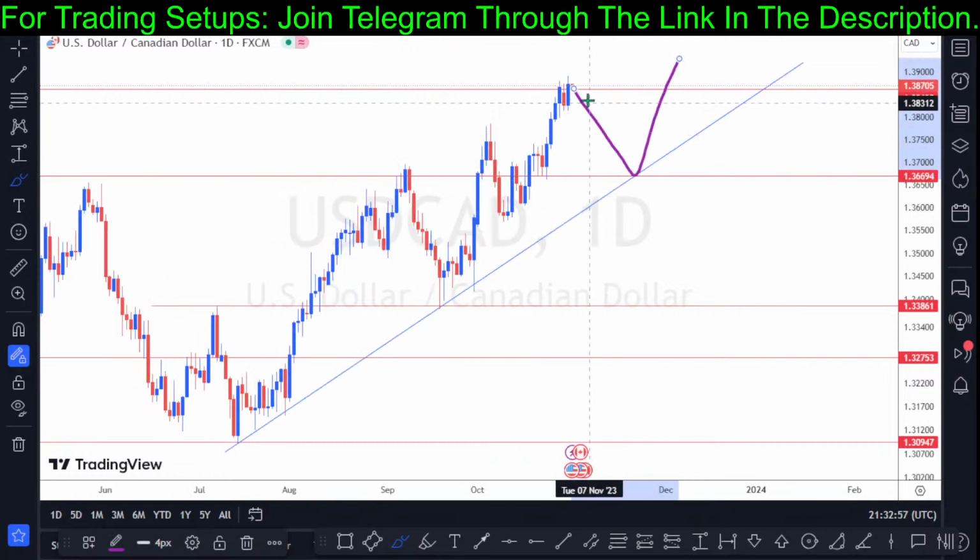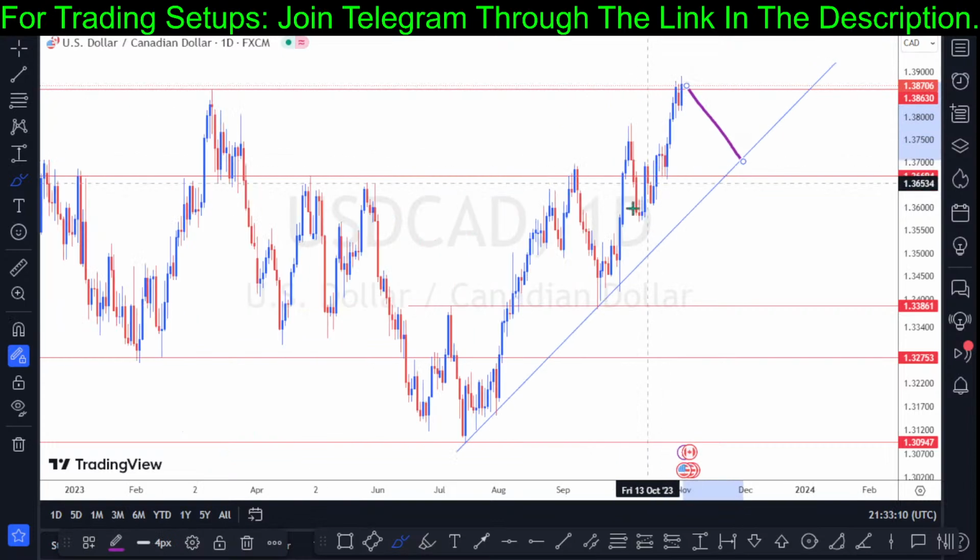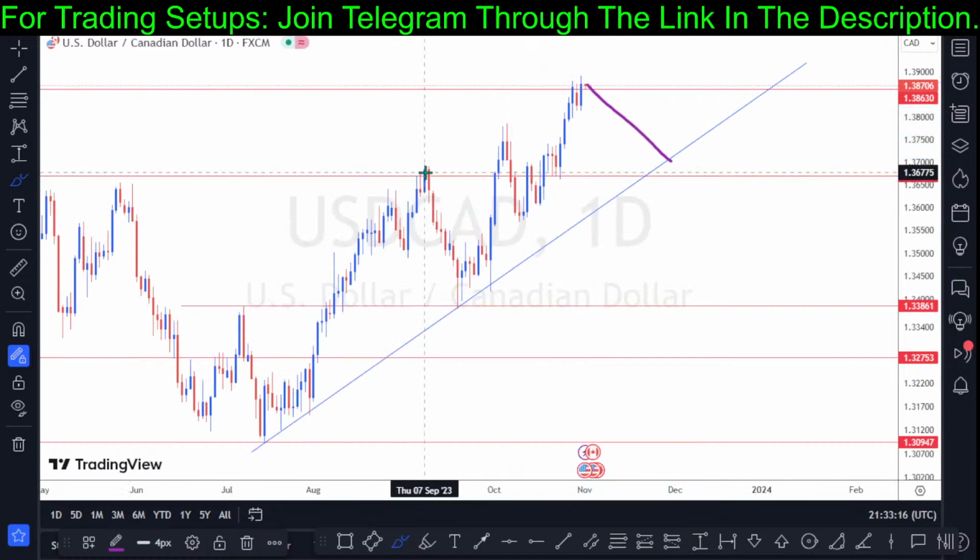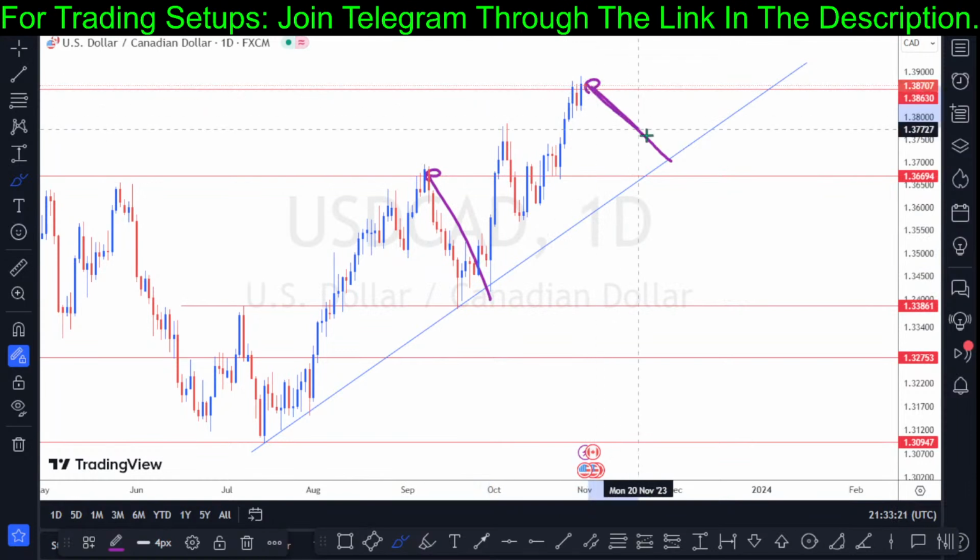So if we have a pullback down, it's possible we might have a pullback to the key level structure of 1.36694, which could act as support, or maybe to the dynamic trend line we had right from July, which was being tested in September. So let's see if we can have this type of strong rally downward. Maybe we can have the same strong rally downward right there.